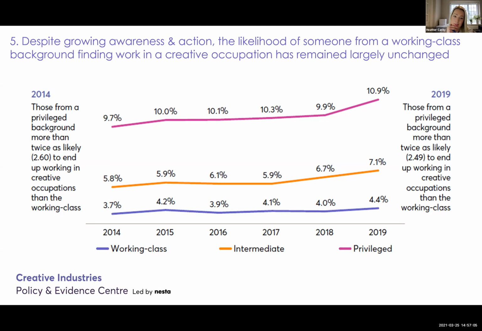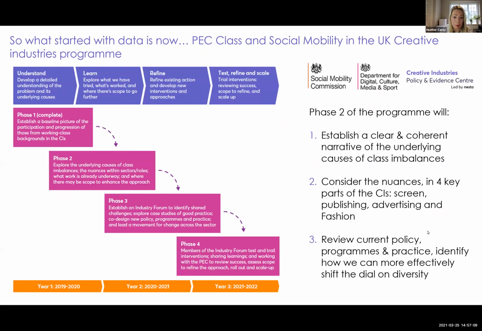So, moving on to the final slide, it told us as an industry, we have a problem that we need to understand better. And that's what we're doing in phase 2 of our work right now. The data told us where to look, and as we seek to understand that problem, we're focusing in on some of those key creative roles I mentioned where class imbalances are most pronounced in screen, looking particularly at roles in the screen industries, in publishing, in advertising and in fashion.